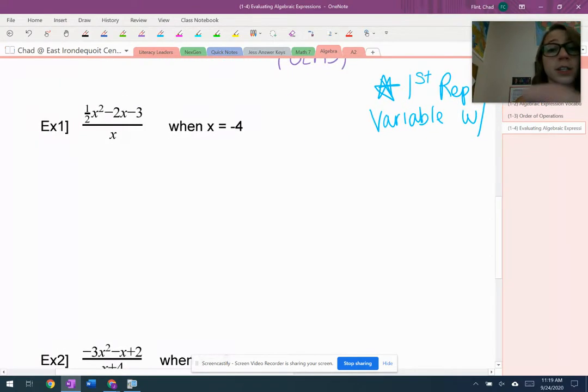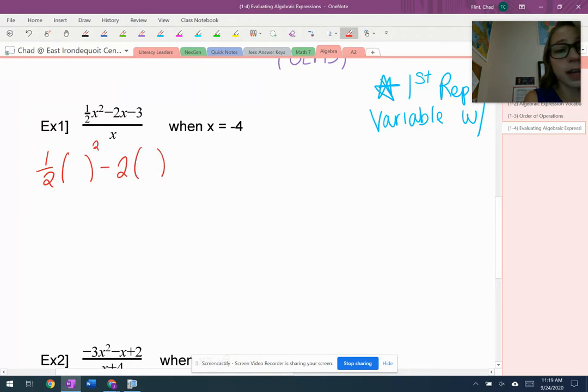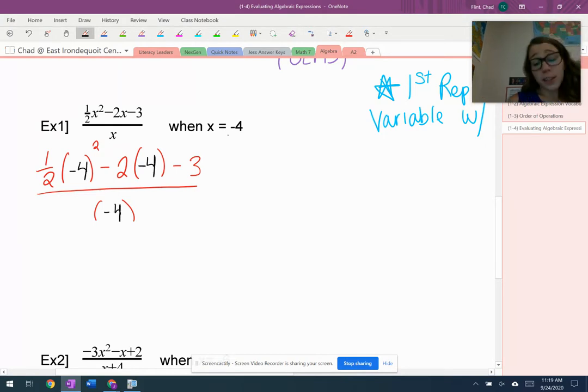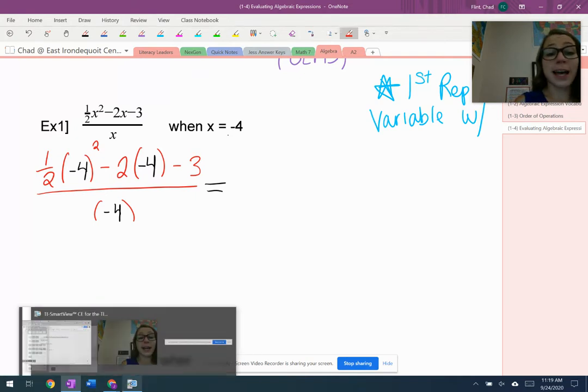So again, first thing I'm doing, I'm just rewriting this expression exactly as it is. However, everywhere I see an x, instead of putting x, I'm putting an empty set of parentheses. Now I can go ahead and fill in -4 for x. And at this point, you can jump right to your calculator and plug this in, but make sure you plug it in exactly as is.